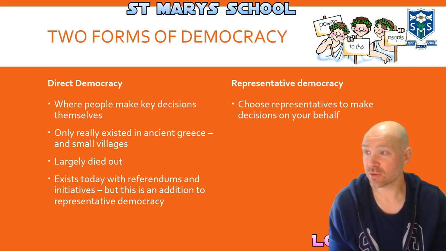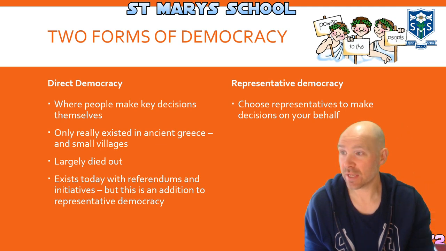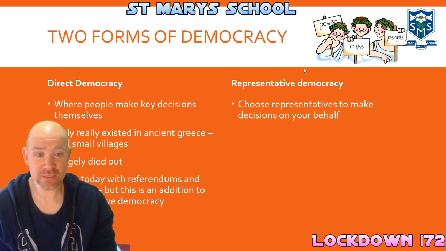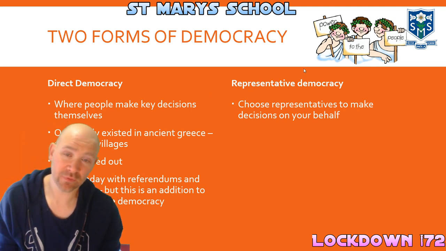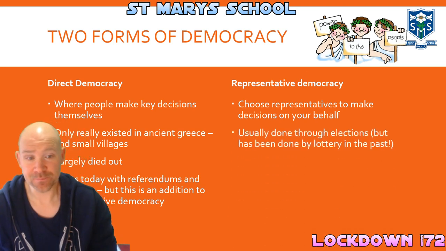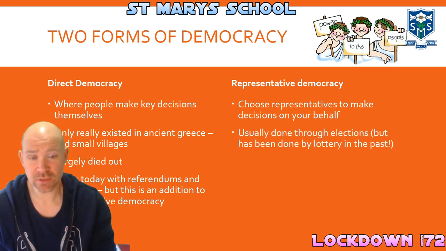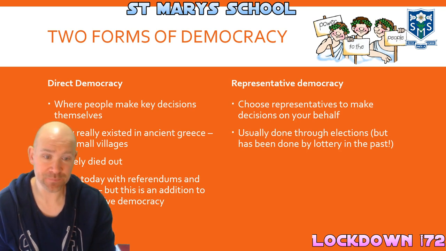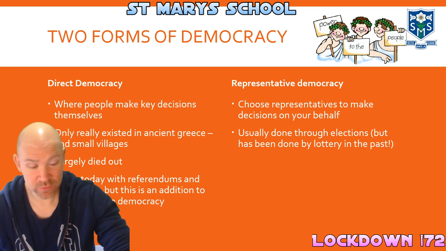And so in our country, we have an election once every 5 years where you get to choose your local representative who goes to make decisions on your behalf in Parliament. This is usually done through elections, but actually it has been done by lots of other systems in the past. Experiments with lotteries have been done, doing it kind of randomly.